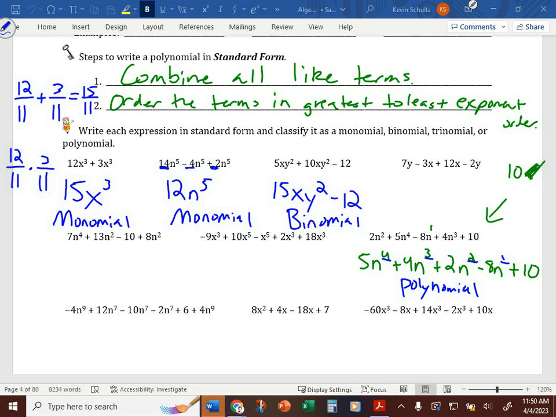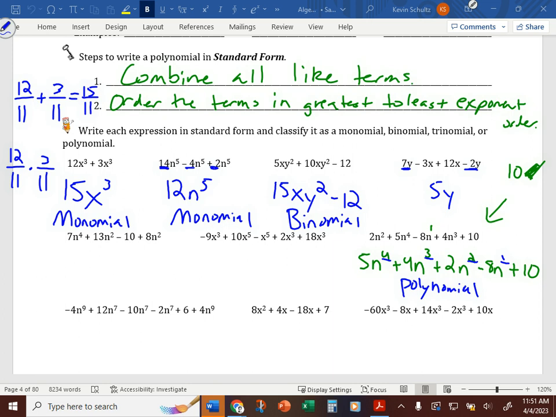Okay. The last one in the row: 7y minus 3x plus 12x minus 2y. What like terms can we combine? The 7y and the negative 2y. Good. Don't forget that sign belongs to it. So how many y's do we have after we combine the 7 and the negative 2? 5. Okay.